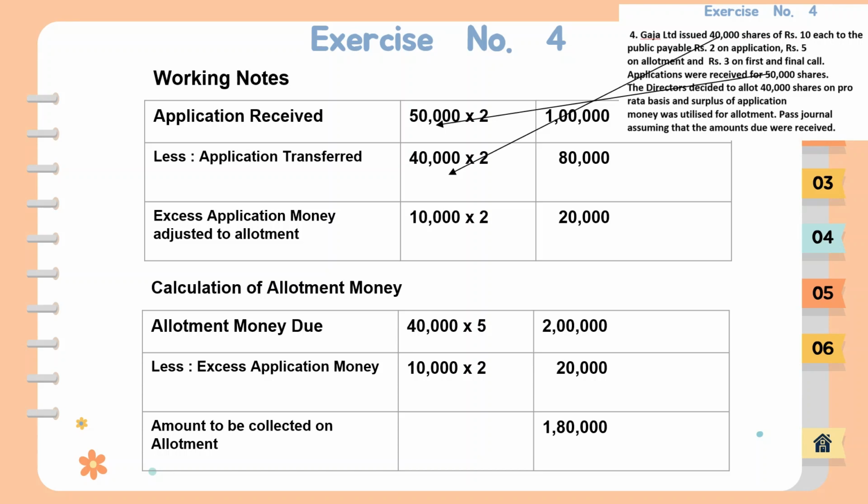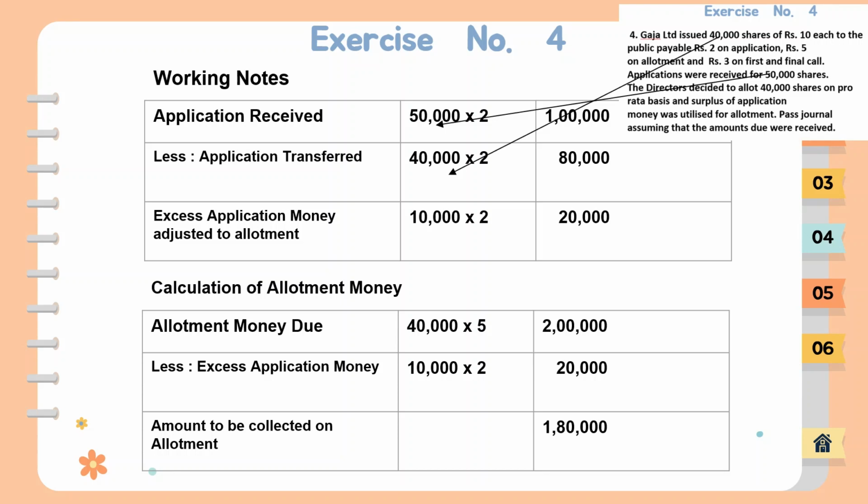Okay, that will be transferred. So 40,000 into 2, 80,000 is the application money transferred, and when you subtract these two, you will get 10,000 excess shares amounting to 20,000 rupees. Okay, this they are going to adjust towards the allotment. So side by side you can put the calculation for allotment money.